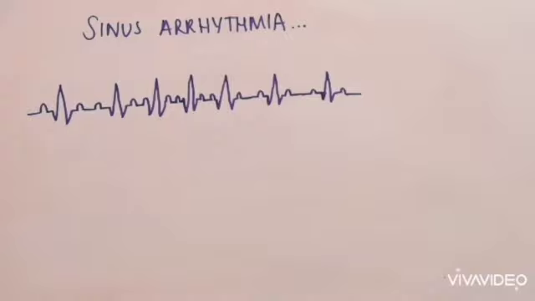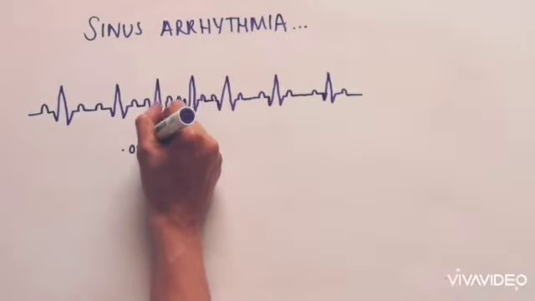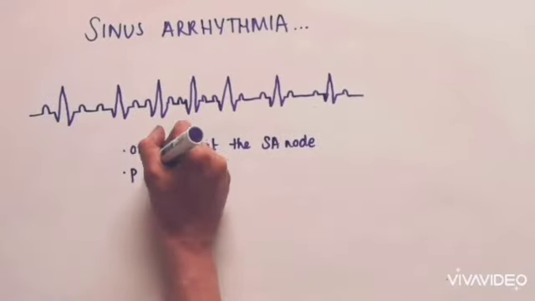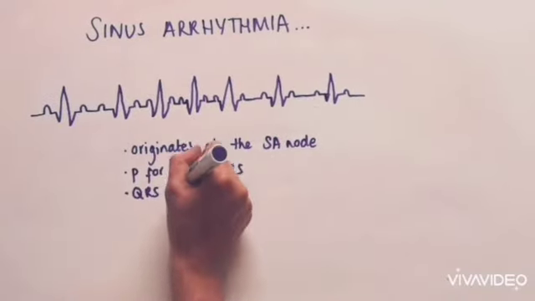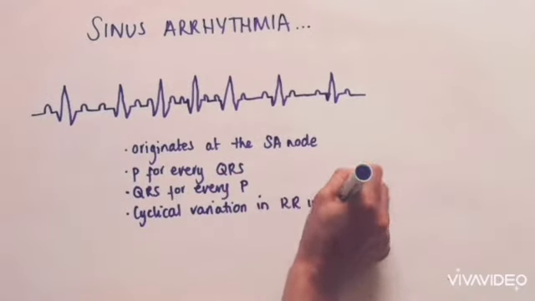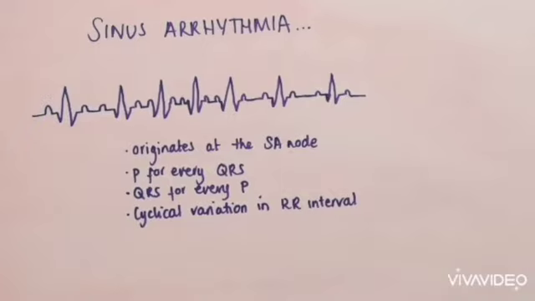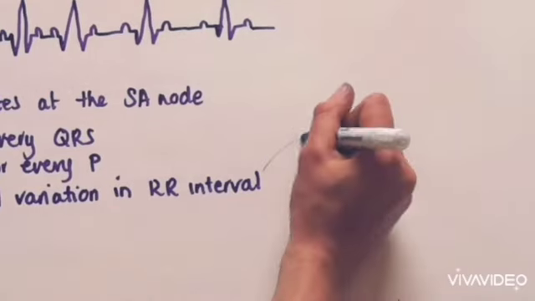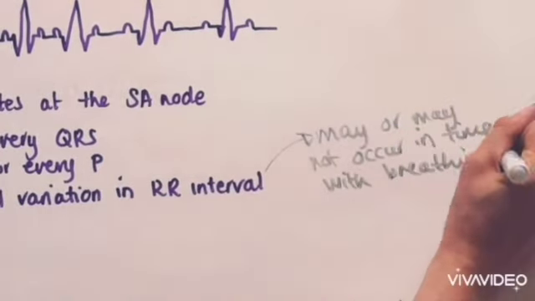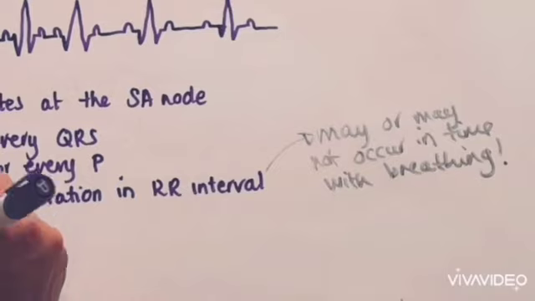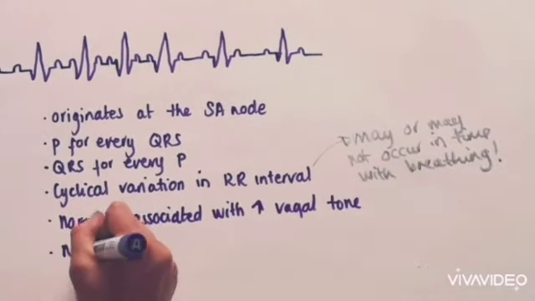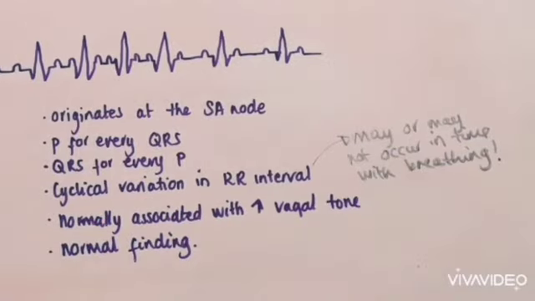The reason it's called sinus arrhythmia is because it originates at the sinus node, or the SA node. Remember, there will be a P for every QRS and a QRS for every P wave, and there is this cyclical variation in the RR interval. And remember, like I said before, it may or may not occur with breathing. It's normally associated with an increased vagal tone, and it may be a normal finding.